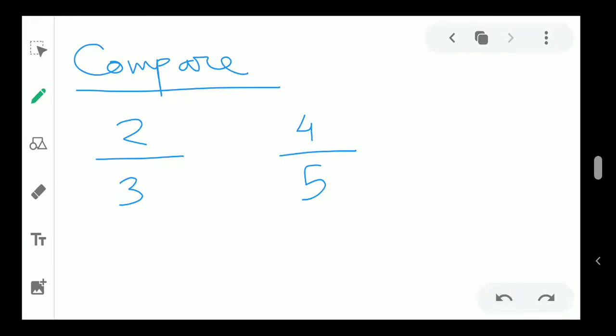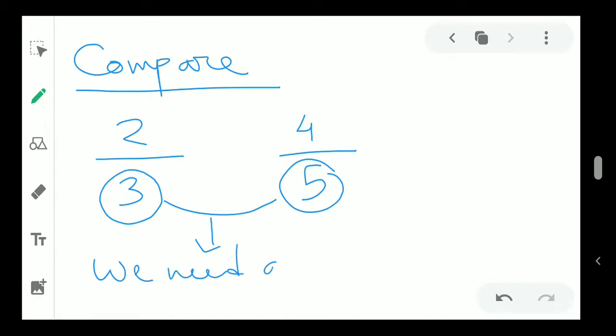So if I have 3 chocolates and I give you 2 chocolates, and someone else has 5 chocolates and is giving you 4 chocolates, and you want to compare who is more kind to me, then you have to think that if they both had the same number of chocolates, how many chocolates you would get from each of them. So we need a common number down below.